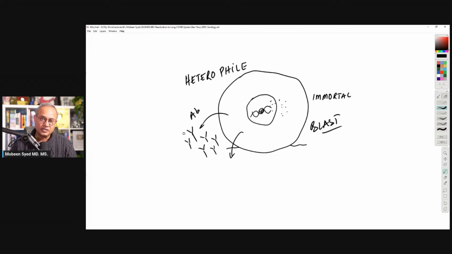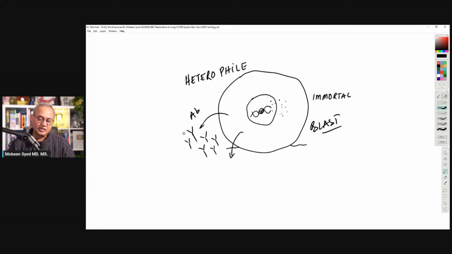Monospot test actually detects heterophile antibodies. Now, heterophile antibodies aren't a very good indicator of active infection because sometimes they are not found. But generally, if I said I have done serology on someone and they have heterophile antibodies, your answer will be, well, that means they have actively infected B cells that are producing these antibodies.